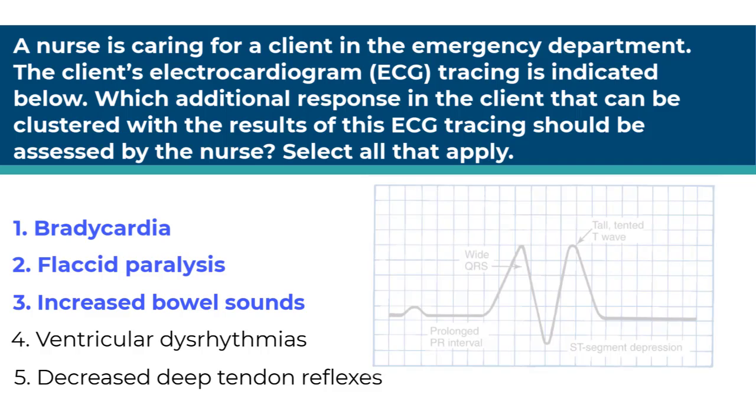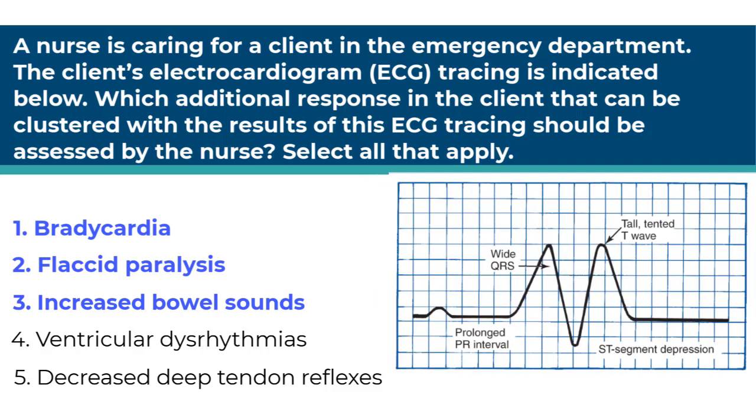The electrocardiogram tracings indicate hyperkalemia. That's because of the tall, thin T waves, prolonged PR intervals, ST segment depression, widening QRS, and the loss of the P wave. Bradycardia is associated with hyperkalemia. Potassium, an electrolyte, is part of the sodium-potassium pump that is involved in muscle contractions. The heart is a muscle.